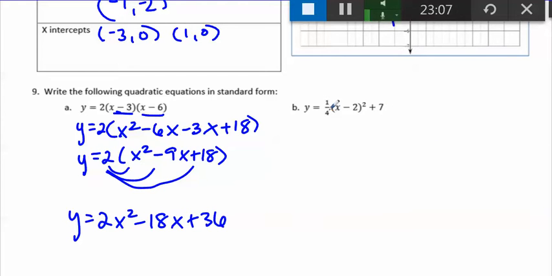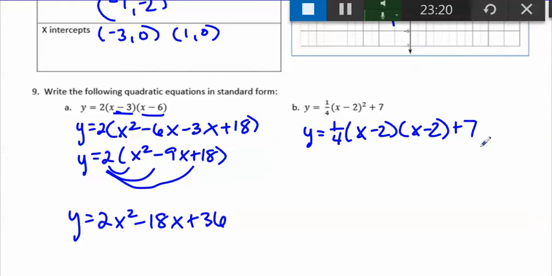In B, you have the square of a binomial, so when you see that, remember that you have to multiply it by itself. It doesn't work to square each term. So you need to write (x minus 2) times (x minus 2) and plus 7. So let's ignore the 1/4 and the 7 for a moment and multiply the binomials. x times x is x squared, x times -2, -2 times x, -2 times -2.